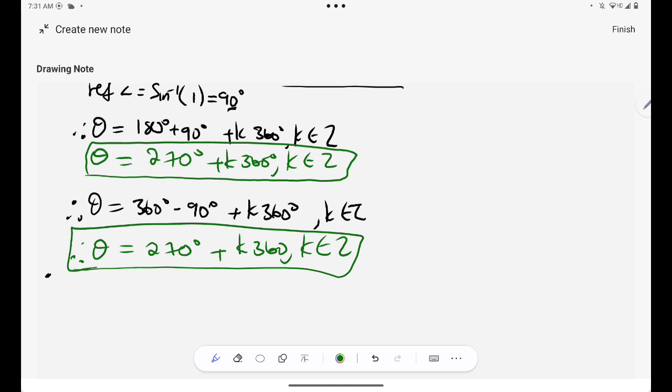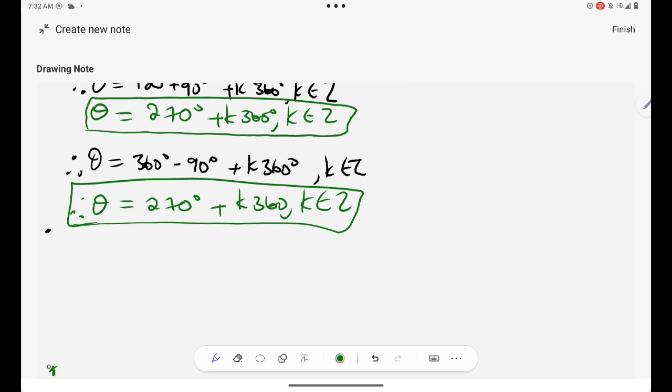Are you together? That's the basic part of finding the general solution. Change into one trig ratio. If you can't, just change everything into sine and cos. Are you together, guys? Let's do the second one.